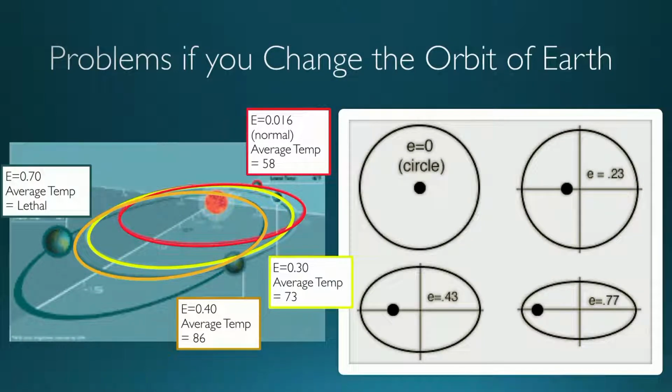Problems if you change the orbit of Earth. Earth's orbit is almost completely circular. It varies from circular by a little over 1%. We're the red circle in that thing. And what happens if you change the circularity of the Earth's orbit? The temperature extremes go up. The temperature extremes go up, exactly right.